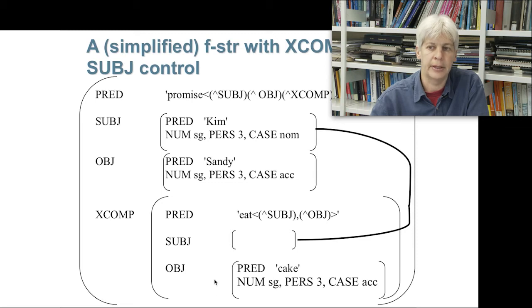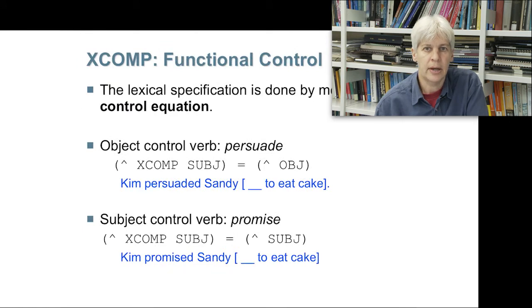That's the object. And in this case, though, the subject is being controlled by the subject of the matrix clause. So it's Kim who's doing the eating, or is going to do the eating. Kim promised Sandy to eat the cake. So Kim is the one who's doing the eating. So it's a subject control. So in our grammar development, we need to ensure that we get this kind of F structure. So how do we do that?